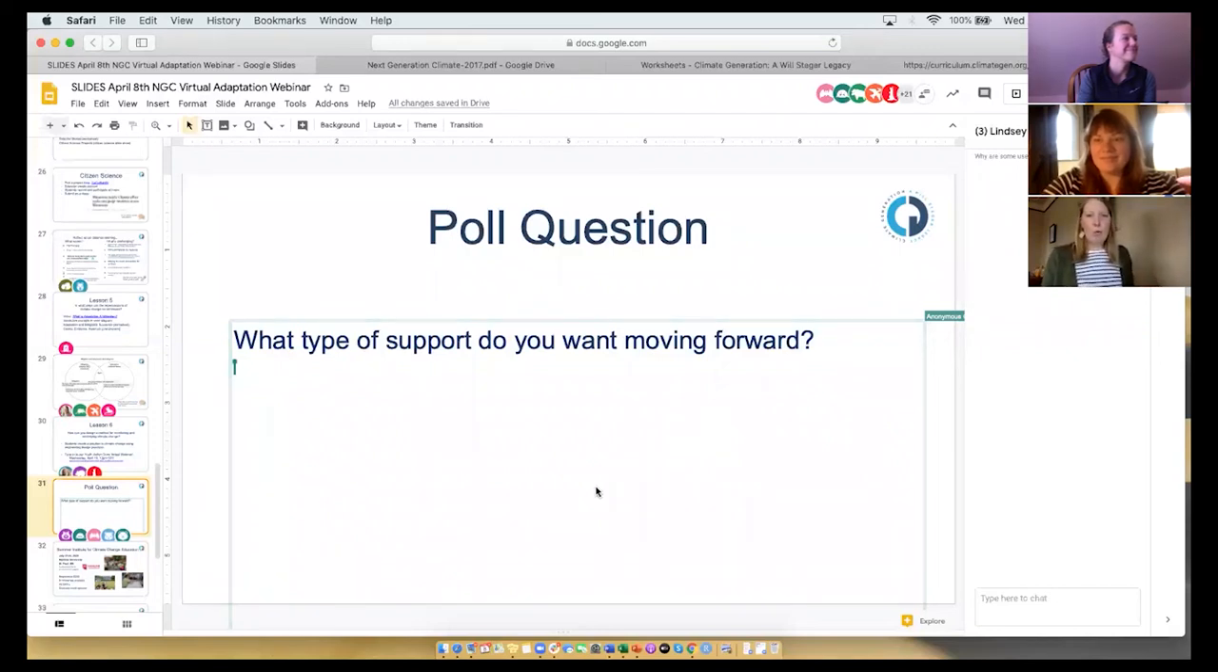You can end the poll. And those are the results. You all should be able to see what other people voted on. So that's just another way to interact.